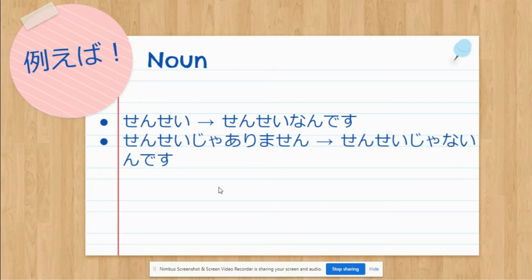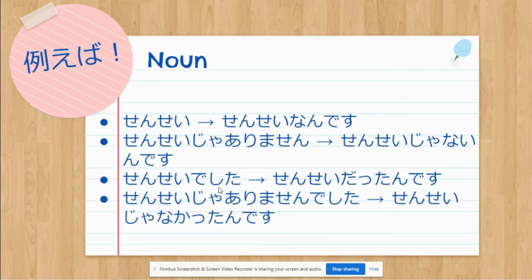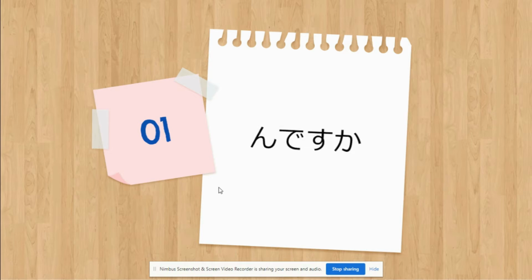Sensei ja arimasen becomes sensei janain desu. Sensei deshita, sensei dattan desu. And sensei ja arimasen deshita becomes sensei janakattan desu. I hope you make yourself very familiar with the conjugation of this so that you won't be confused once you use en desu. Now let's go to our first topic, en desu ka.